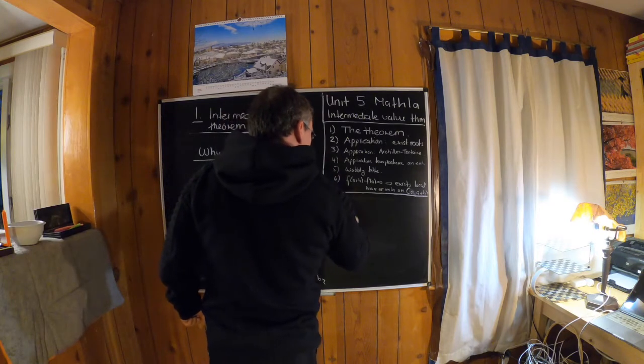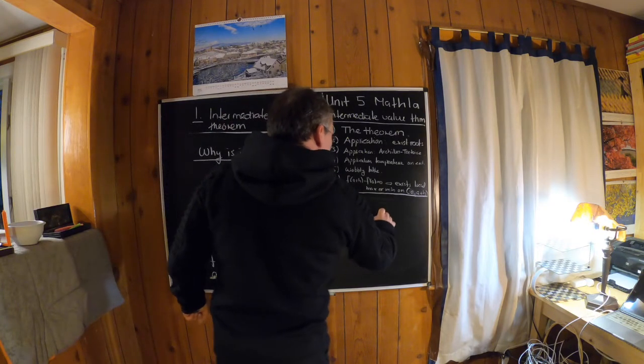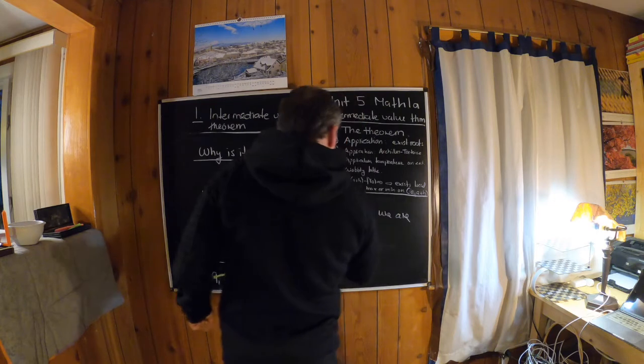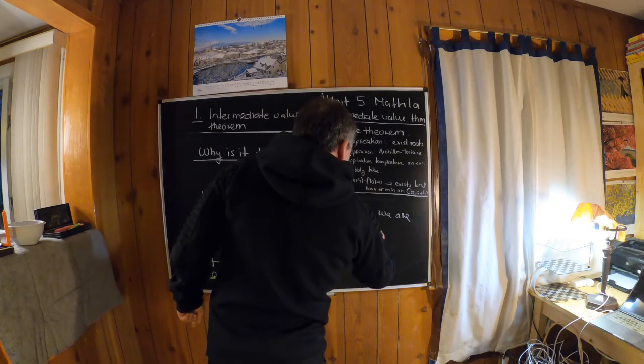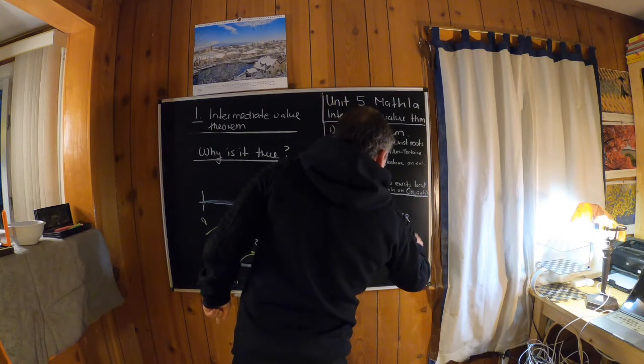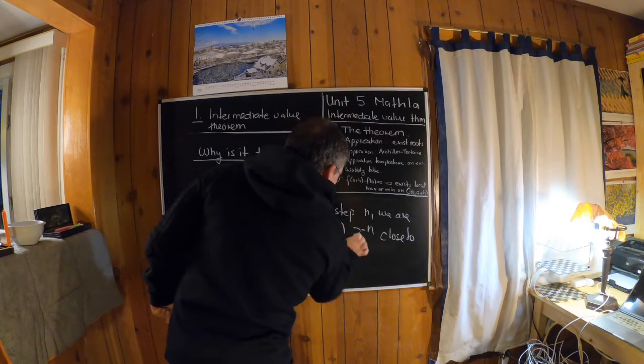In step n, we are within a length of (b minus a) times 2 to the minus n close to a root.